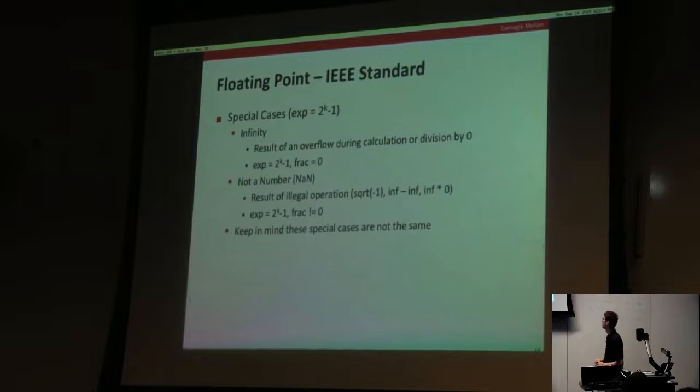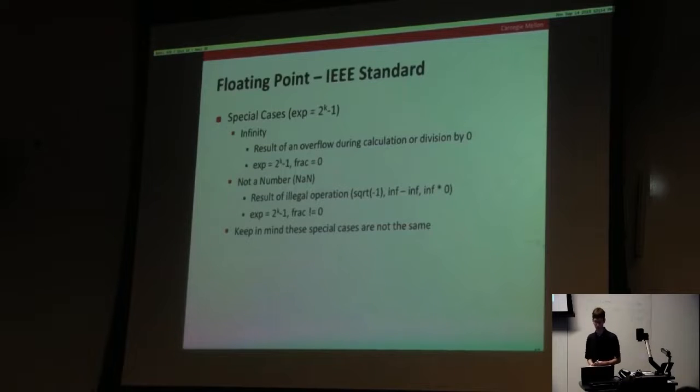Okay, and then here are the special cases. If the exponent is all 1s, meaning 2 to the k minus 1, then that's infinity. You can get infinity if you go above what can be represented by a finite number. You can keep adding numbers, and once you get bigger than the biggest number it can represent, if you try adding more to that, it'll be infinity.